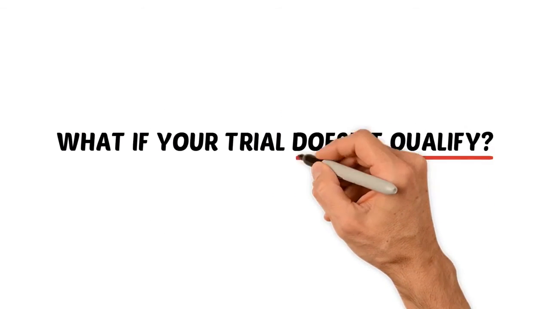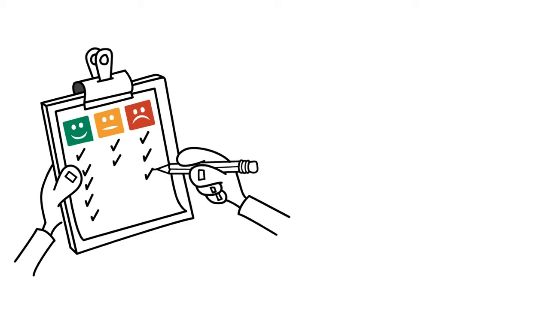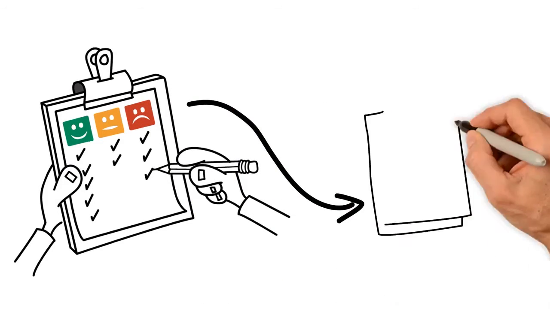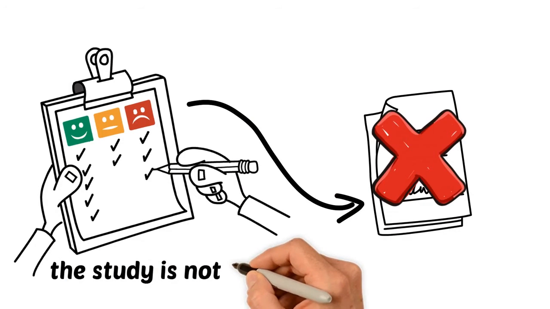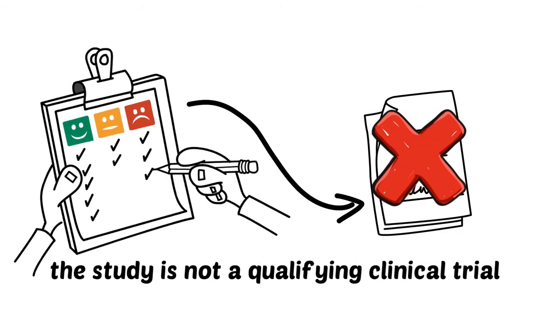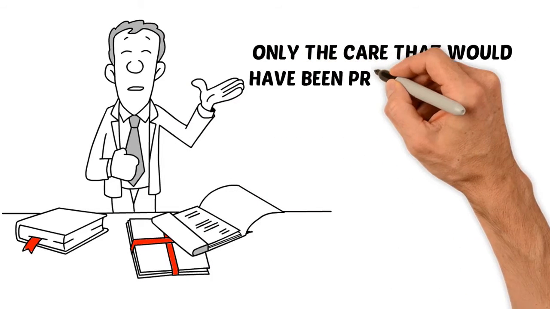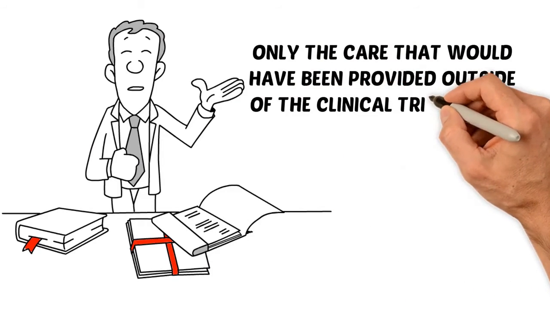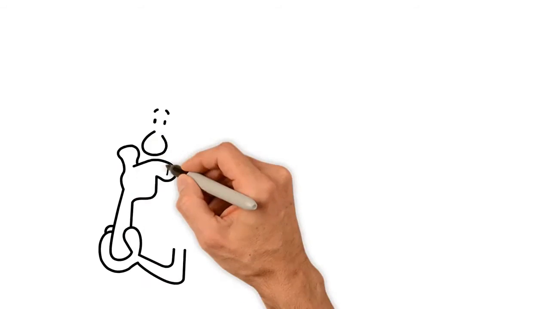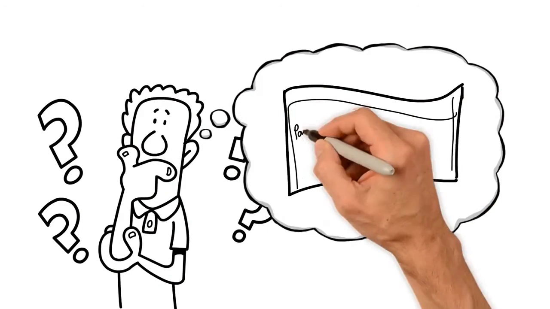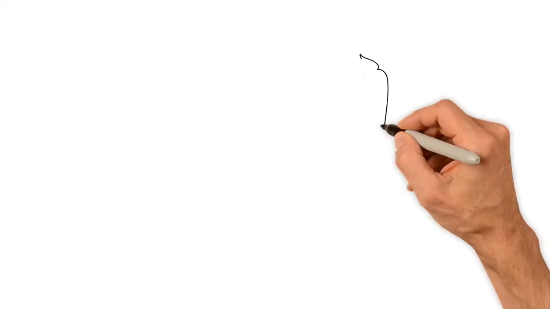What if your trial doesn't qualify? If any one of the 3 necessary requirements is not met, or it is not deemed to have met the 7 desirable characteristics, then the study is not a qualifying clinical trial. Per UCSF policy, only the care that would have been provided outside of the clinical trial can be billed, and none of the study procedures can be billed to Medicare. This means that you cannot bill insurance for the administration or any complications arising from the investigational item or service.